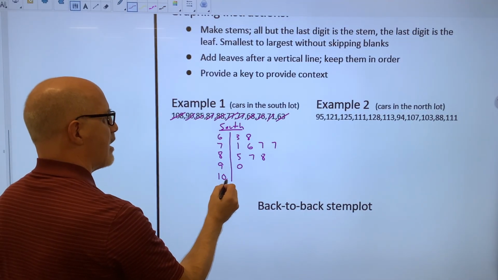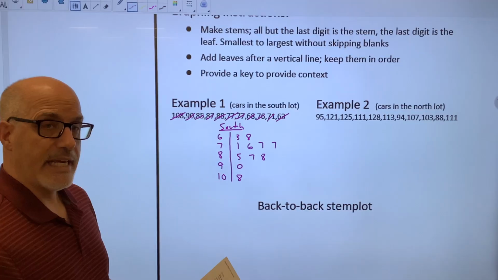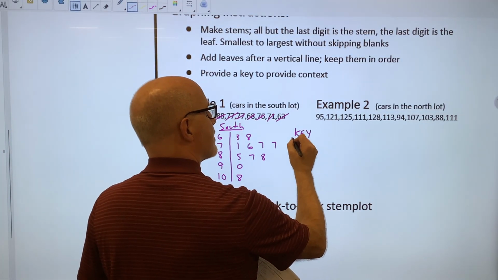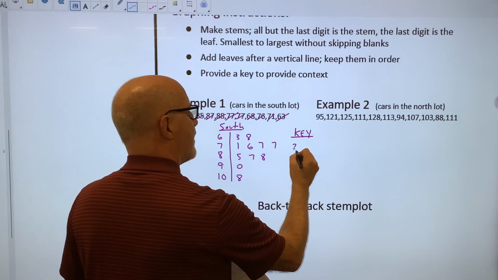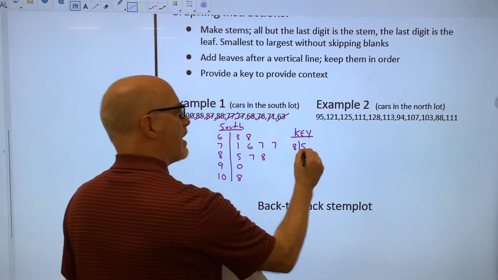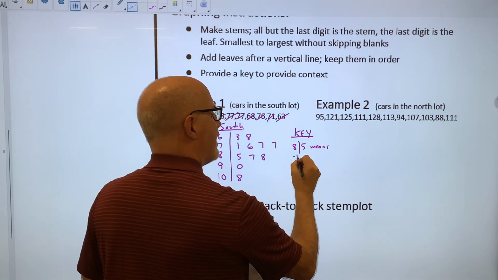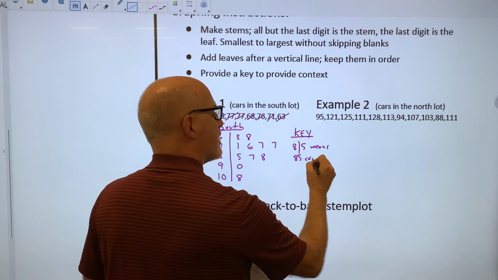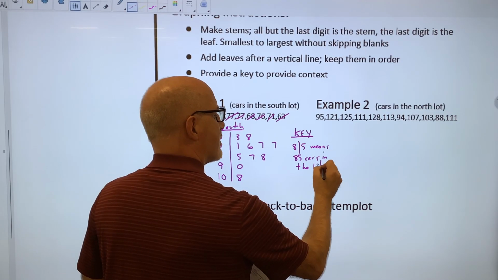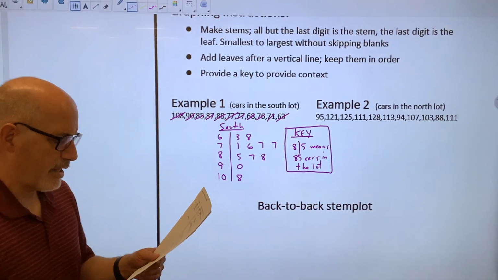The 10 is the stem, the leaf is just the 8 for it. Now, I'll put a key here to describe what I have. This key will describe both of them since they're similar. So 85, 8 with a slash and a 5. So this one here, what that means, 85 cars in the lot. So this is my key to this information. It tells me what's happening with this.